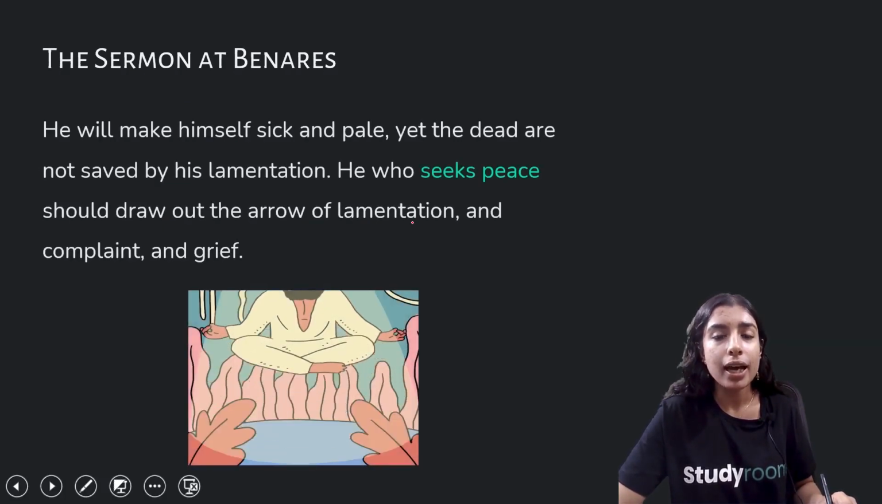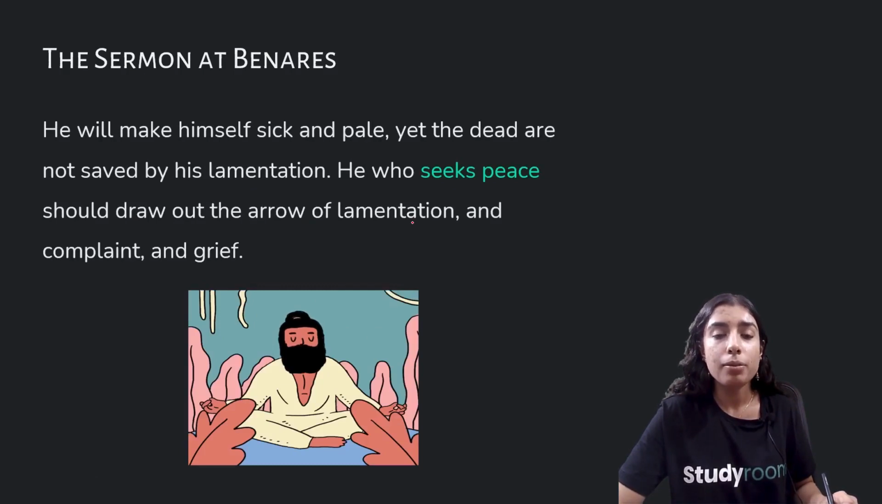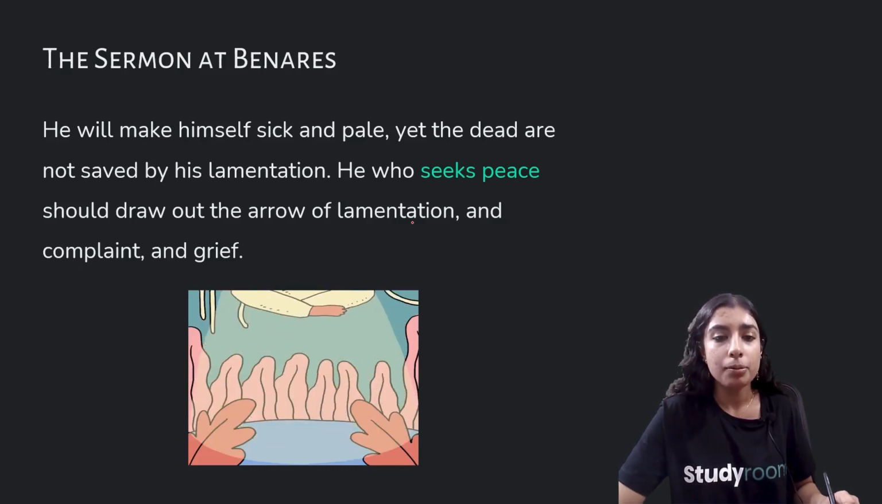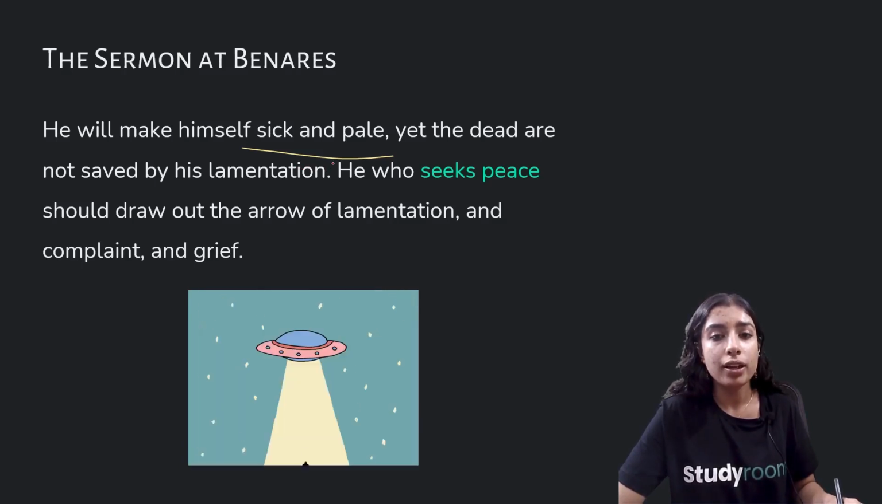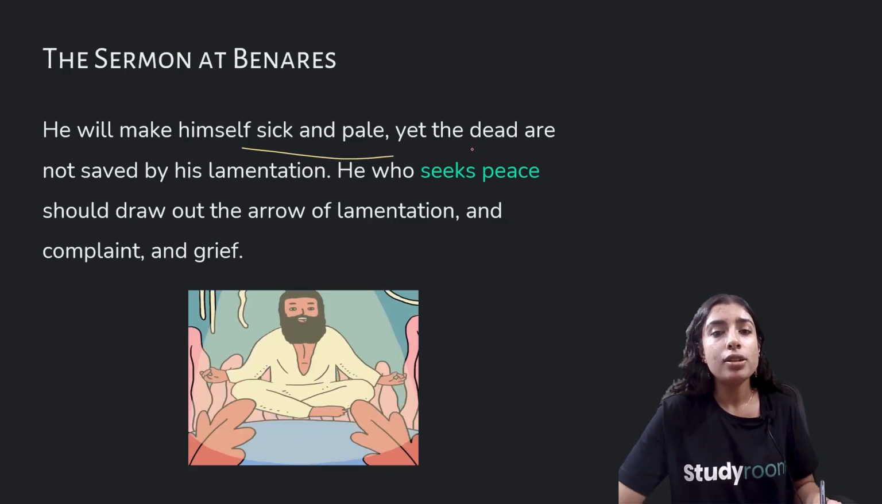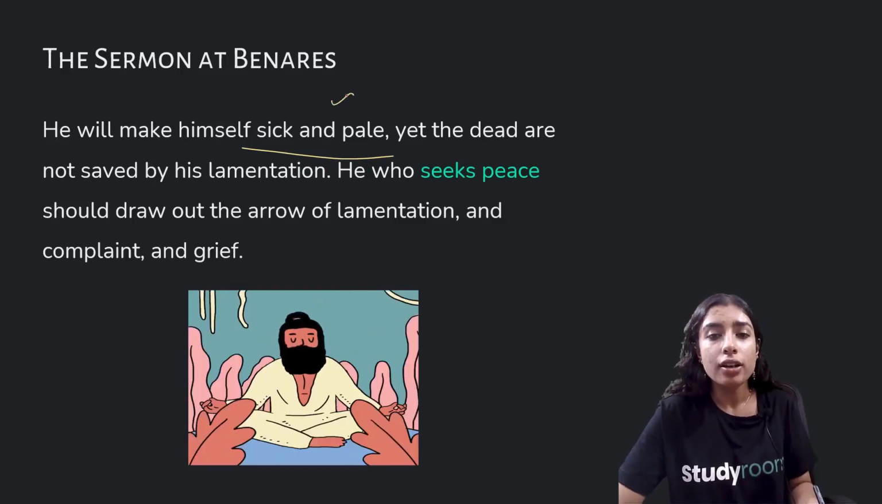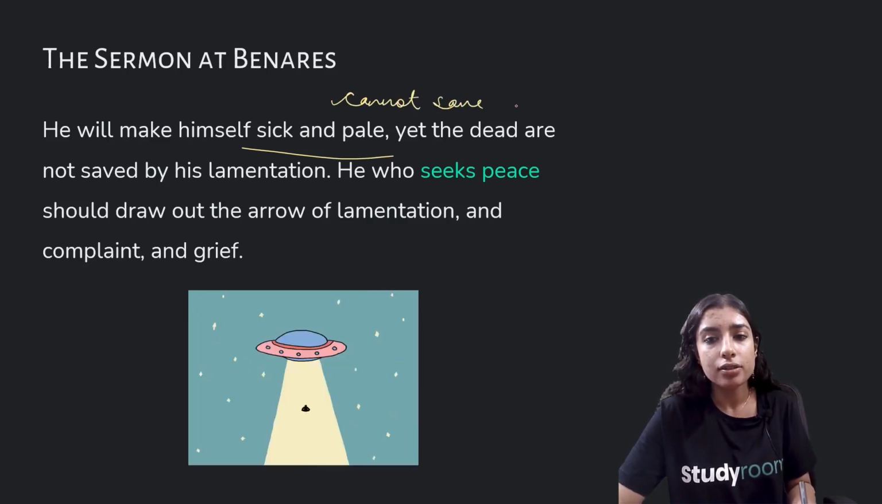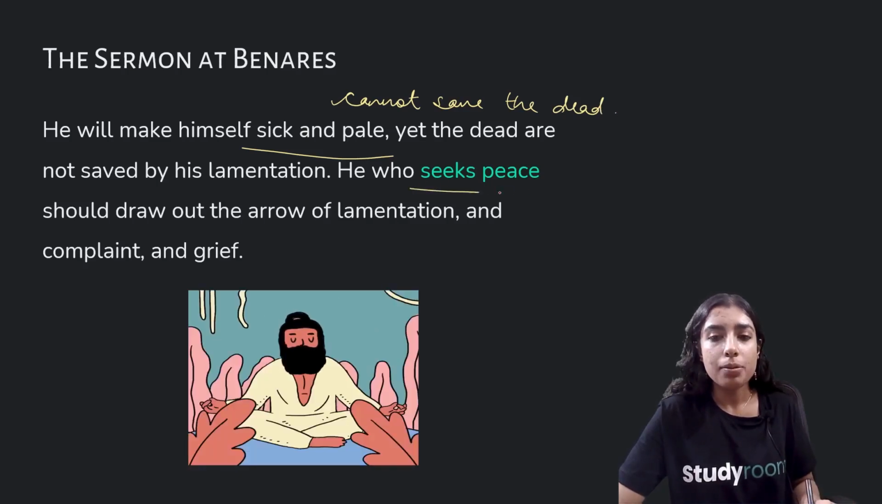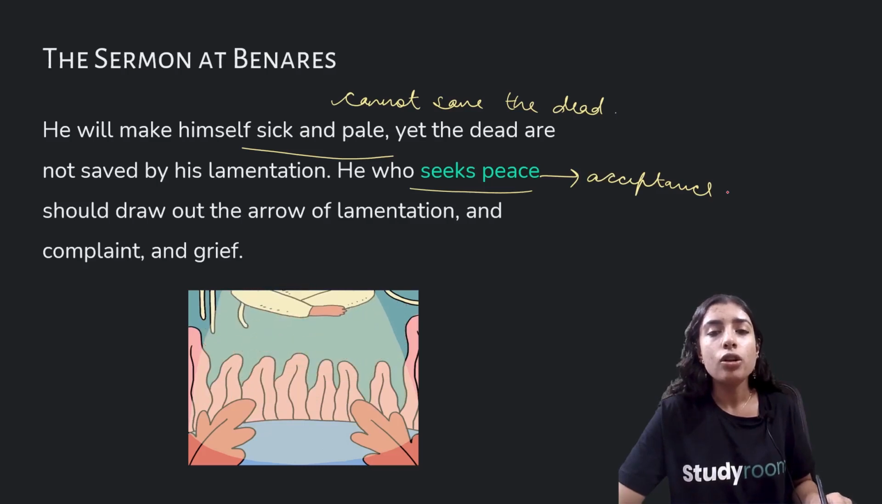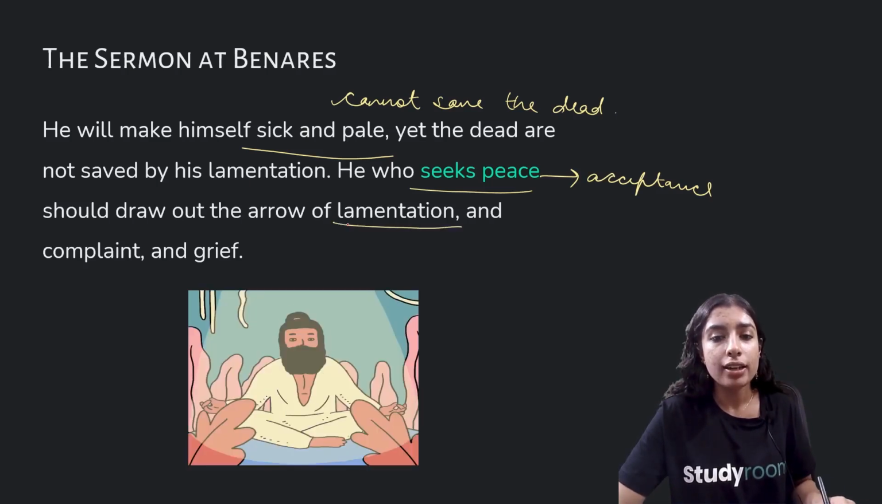He will make himself sick and pale. Yet the dead are not saved by his lamentation. He who seeks peace should draw out the arrow of lamentation and complain and grieve. So, somebody who keeps grieving and becomes sad by not accepting the realities of life will damage his mind and body. He will become sick and pale. And despite all this grieving, crying, and becoming sad, you cannot save the dead. That is, you can't bring back to life somebody who has died. On the other hand, somebody who seeks peace, acceptance, and happiness should draw out the arrow of all these forms of lamentation, regret, or any kind of grief.